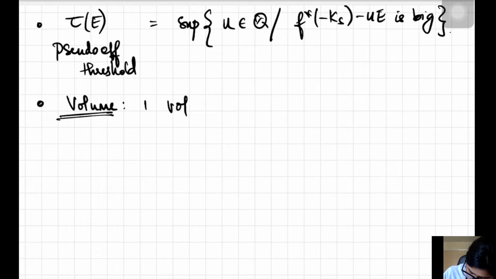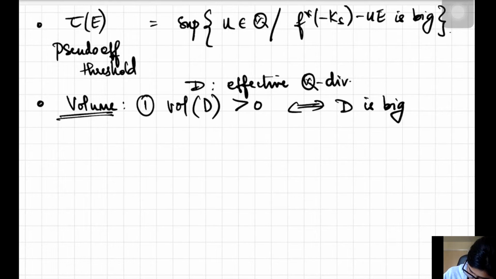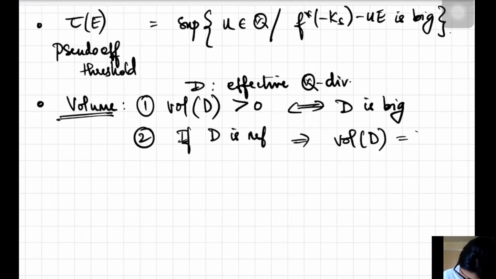So when you say volume of a divisor, this is strictly greater than 0 if and only if my divisor is big. So when I say D is, say, an effective divisor. And the second is, if my D is nef, then the volume of D is basically just the top self-intersection of my divisor, where n is the dimension of the X that you start with.